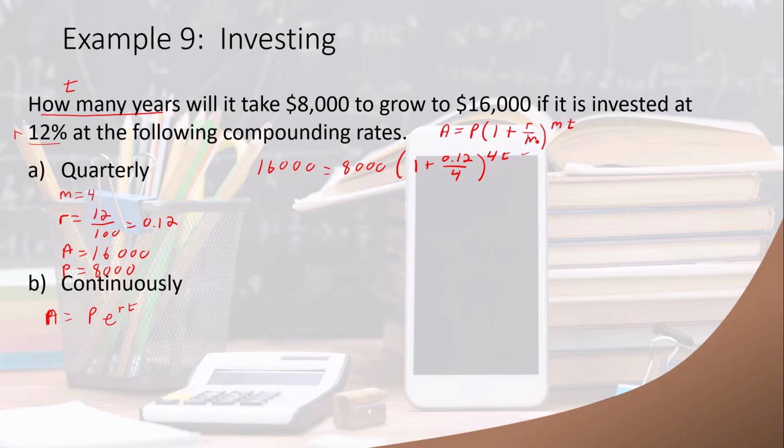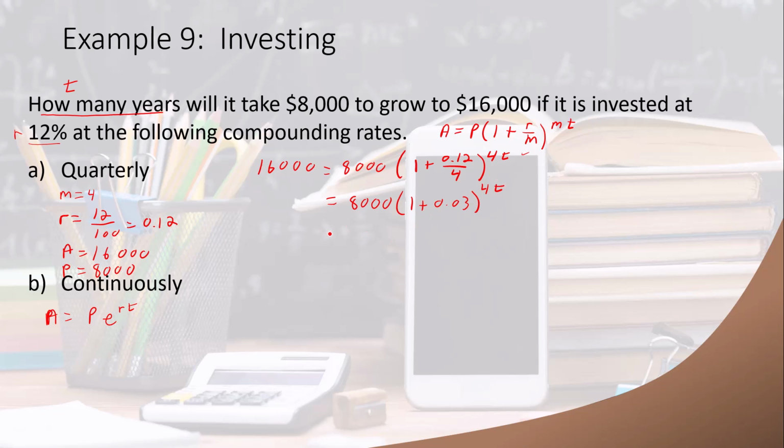Okay, there are a couple of simplifications that we can make. The first one is that 0.12 divided by 4 happens to be equal to 0.03. So we can write this as 8,000 times 1 plus 0.03 raised to the 4t power.